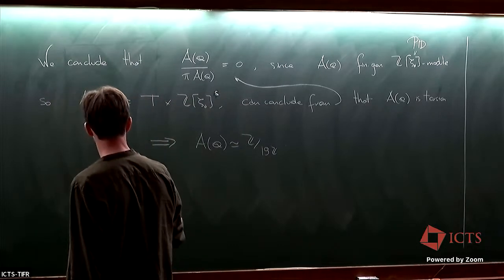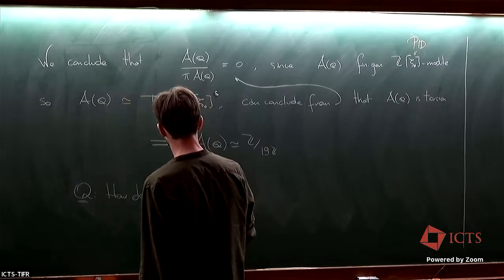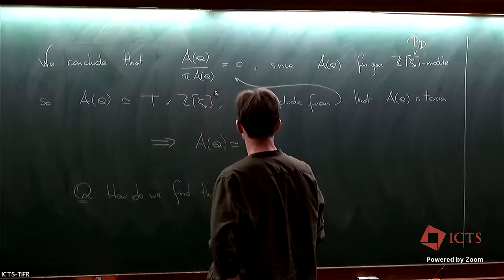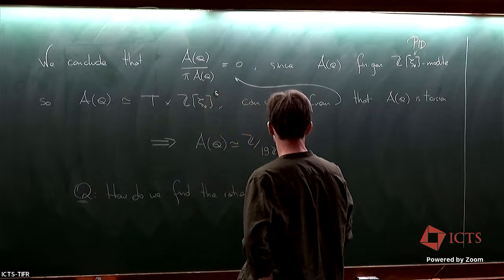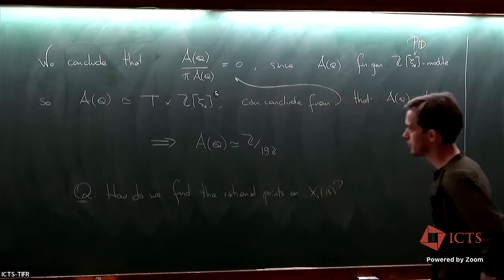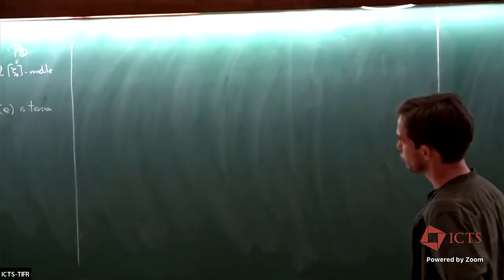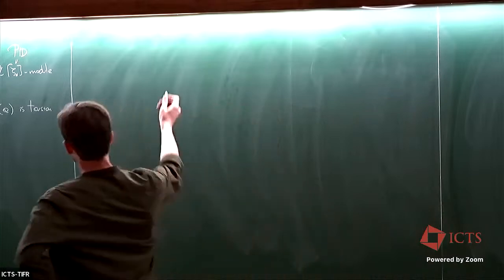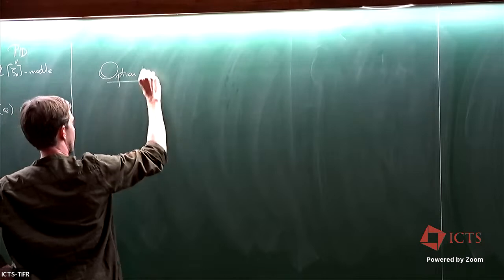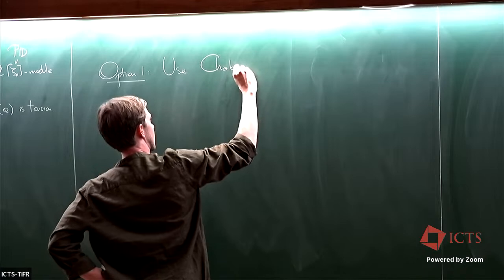Question: how do we now continue to find the rational points on X1(13)? They're no longer the same thing, the abelian variety and the curve whose Jacobian it is. So that's option 1. Use Chabauty.